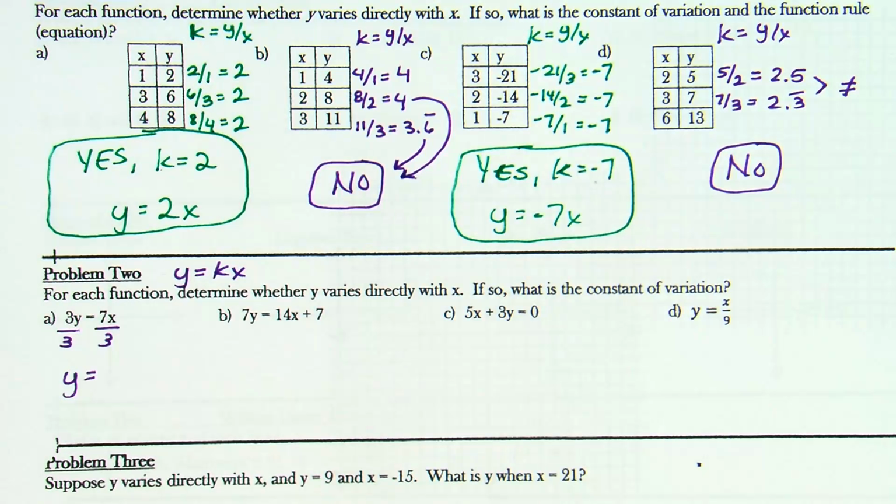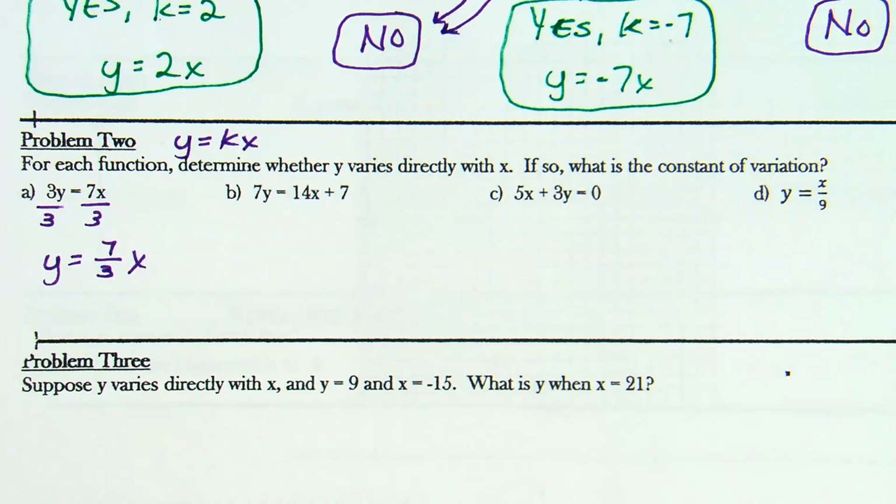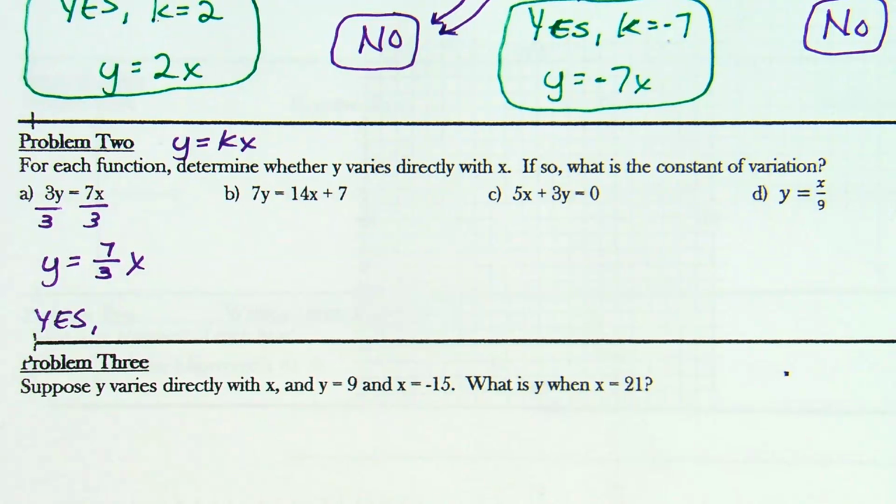Does that fit direct variation? It does, doesn't it? Because here's the deal. Is it y equals some number times x? Yes. So the answer is yes. And with that in mind, it's always asking, what is the constant of variation? So what is k? In the k spot is 7/3. So k is 7/3.